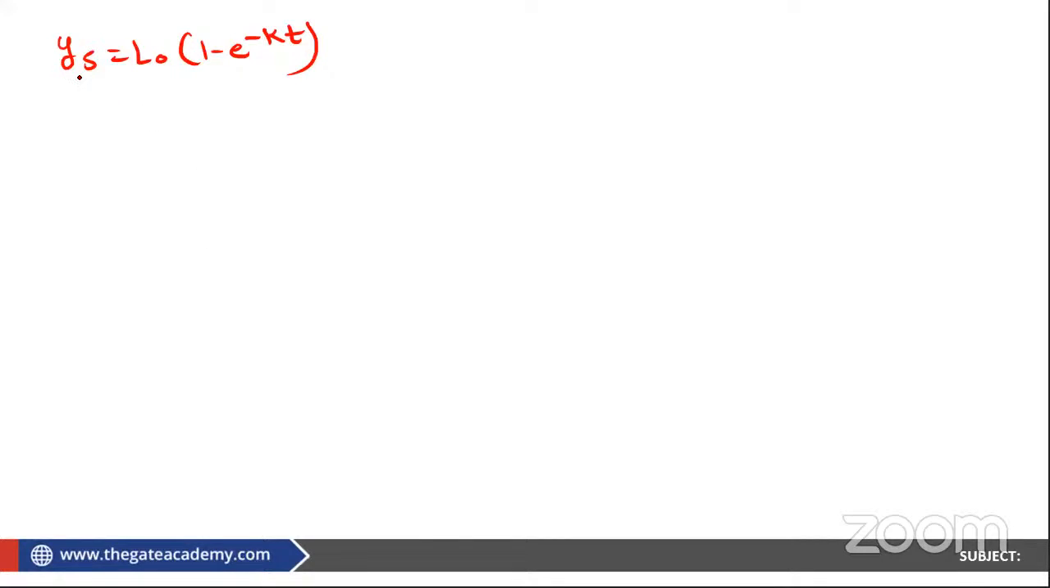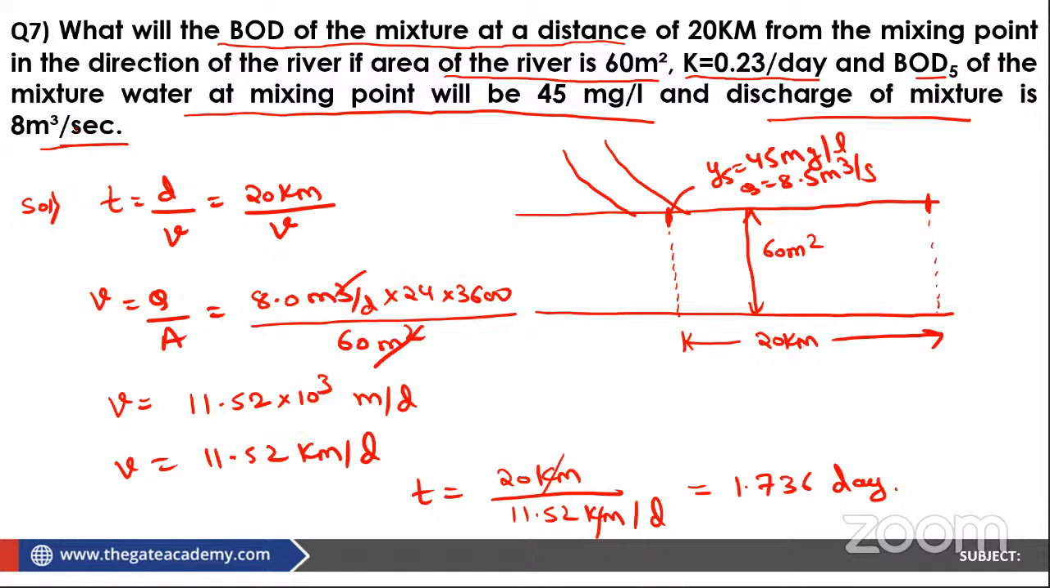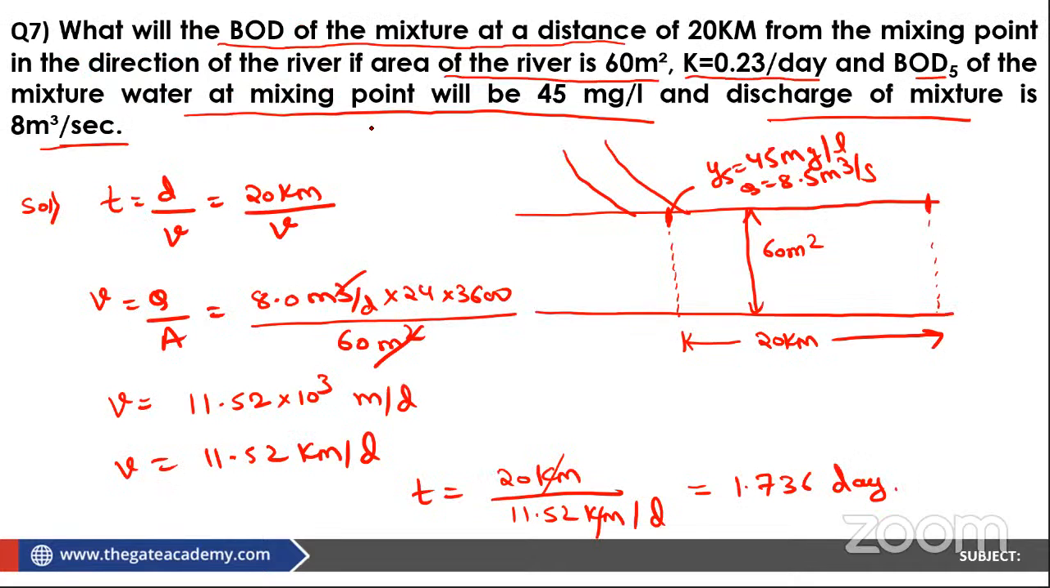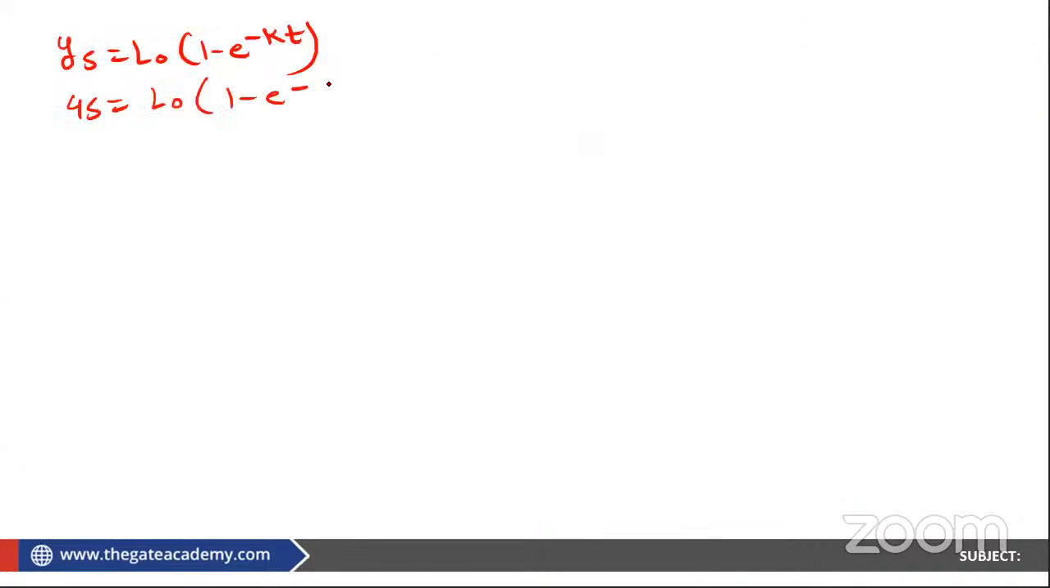Now what are we going to do? The 5-day BOD is given in the question, that is 45 milligram per liter. We need to find the ultimate BOD. 1 minus e to the power minus kt: the k value is given in the question, that is 0.23 per day, and the t value is given as 5. Now we will find the value of L naught from here, and L naught will be equal to 65.850 milligram per liter. That will be the value of L naught.